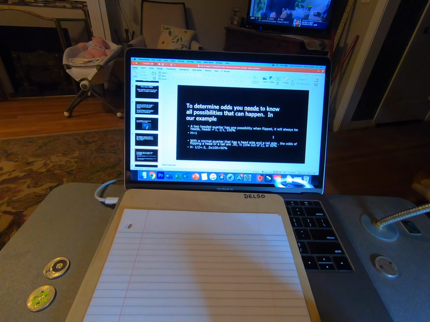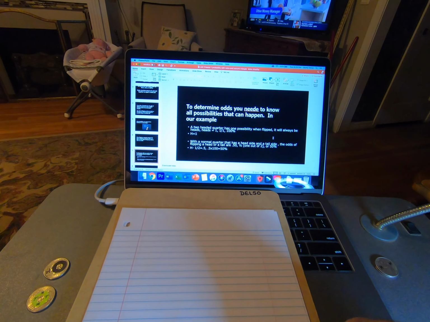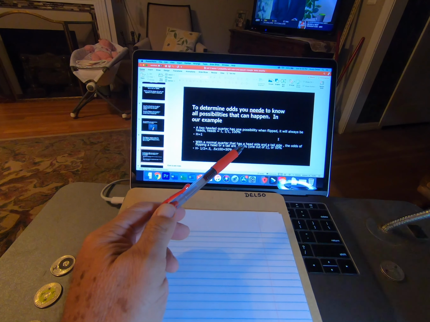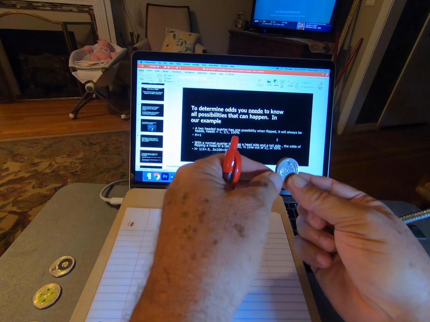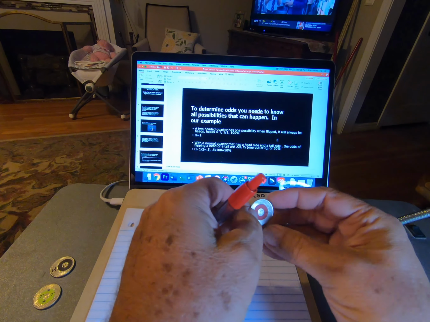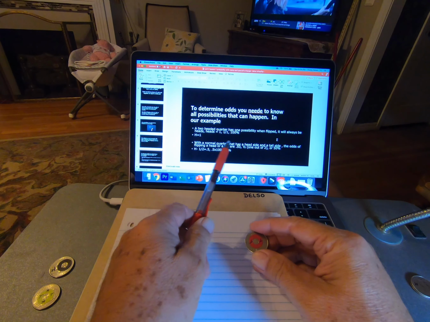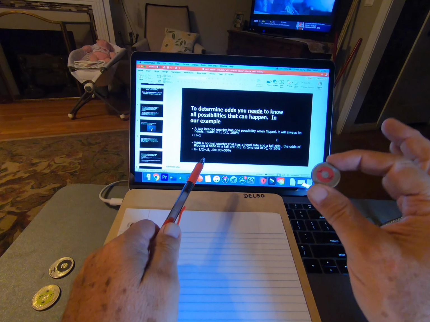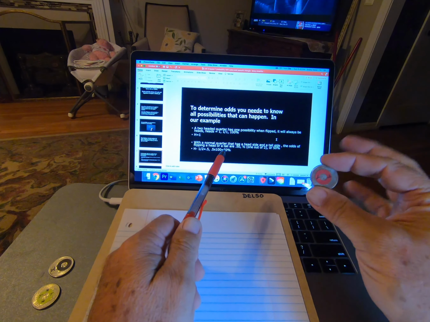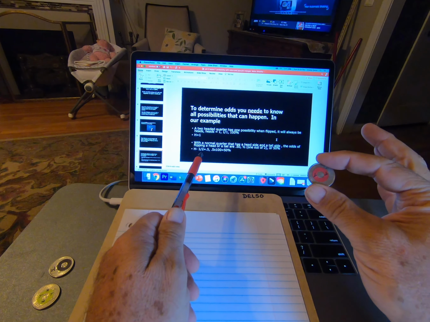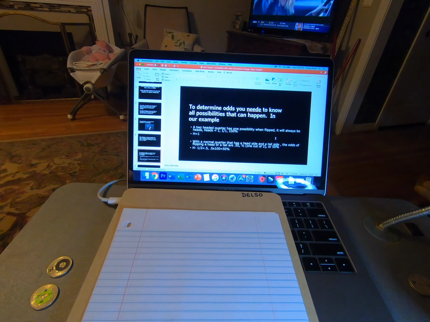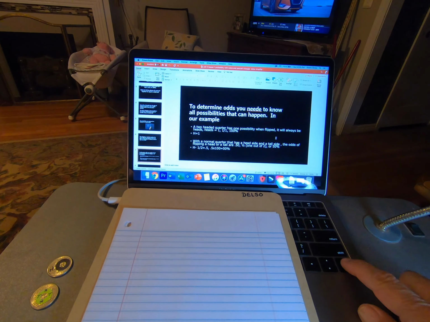To determine odds, you need to know all possibilities that can happen. So, in the first example of the two-headed coin, it only has the 1 possibility, and the 1 possibility for it is heads on both sides. The possibilities with a regular coin, a normal quarter, it has a head side and a tail side. So half the time you can flip the head, that's 50%, or 0.5, and then tails, half the time. When you add both those up, 0.5 and 0.5 equals 1, 50% and 50% also equals 100%.